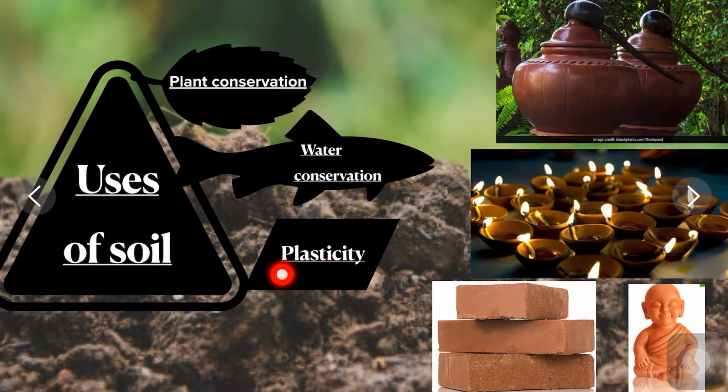Plasticity, soil can be given any required shape. This property of soil is called plasticity. Because of its plasticity, we can use it to make articles of a variety of shapes. These articles can be baked to make them hard. Water storage, earthen pots, earthen lamps, idols, bricks, etc. are articles made from soil.